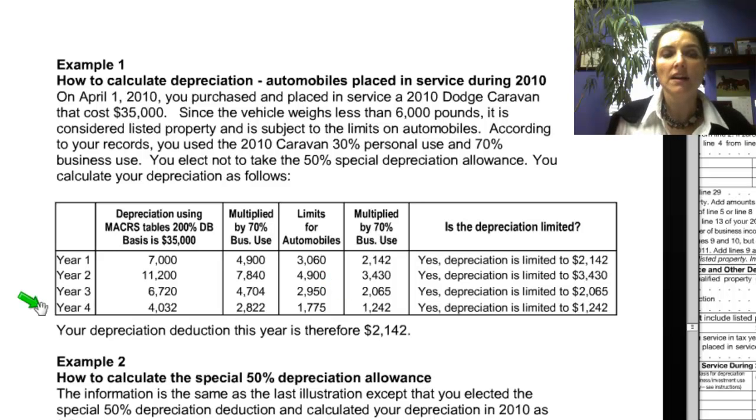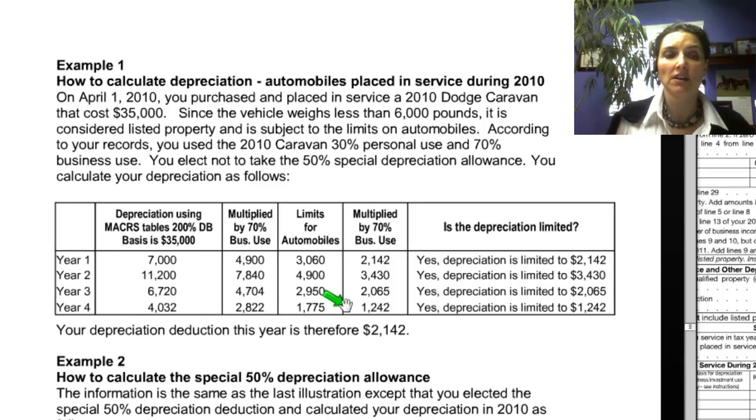In year four, the MACRS tables give us a deduction of $4,032. We multiply that by 70% business use. It gets us to $2,822, but we're not allowed that deduction. We're going to have to go for the limit on automobiles of $1,775 for the fourth and later years. We multiply that by 70% business use. And that means that in the fourth and all later years, as long as that vehicle is 70% business use, the maximum depreciation deduction allowed is $1,242.